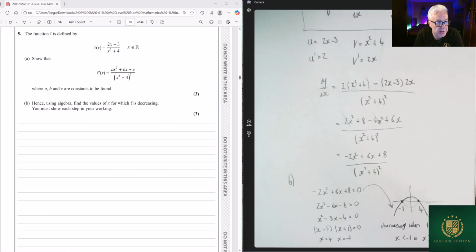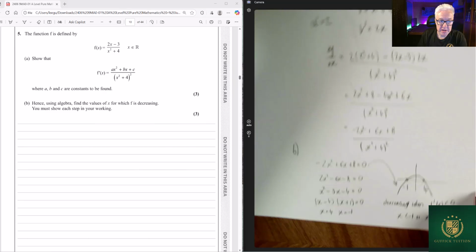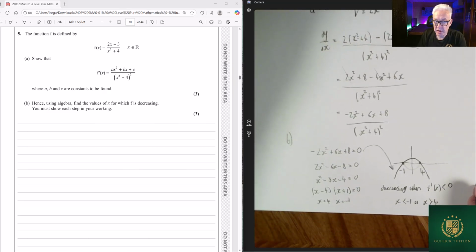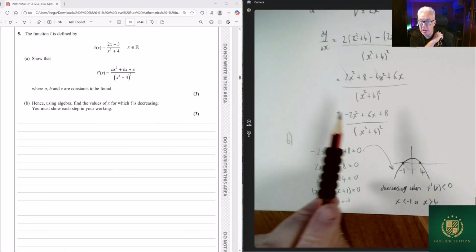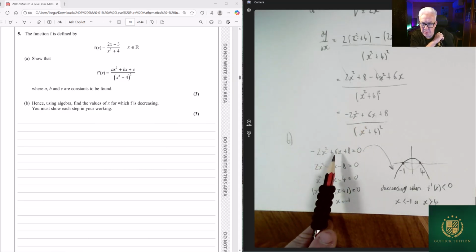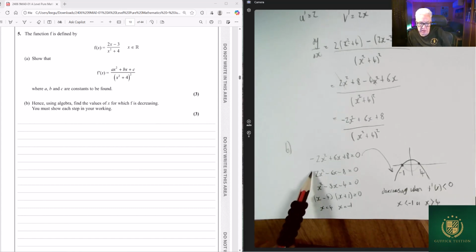Part B then, it says, hence, using algebra, find the value of x for which f is decreasing. You must show each step in your working. So let's have a look at this. So something's decreasing when f dashed of x is less than or equal to 0. So I've set it equal to 0 in order to find out where the critical regions are. So our equation is from here, minus 2x squared plus 6x plus 8 equals 0, okay? And then I have timesed everything by minus 1, so the signs have all changed, and I've divided by 2. I factorised, and I found out that my solutions are 4 and minus 1.